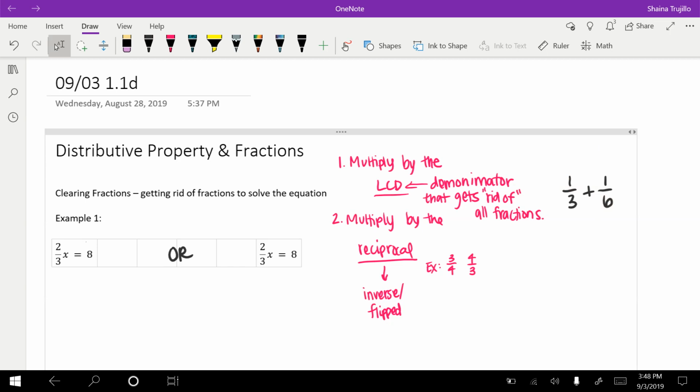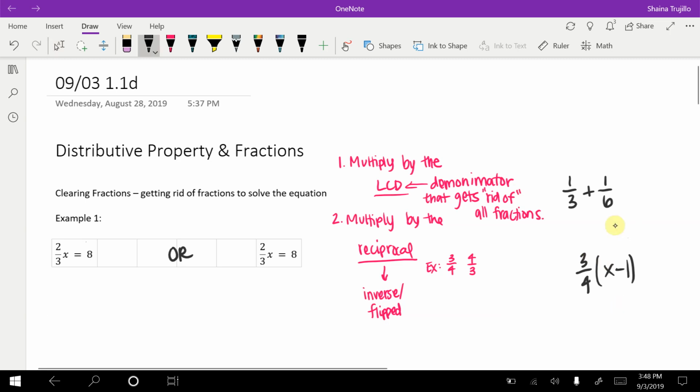The second way I can do it is to multiply by the reciprocal or the inverse. This is used if we have a fraction like 3/4 that's outside of a parenthesis, like x minus 1, and we want to try to get rid of this whole fraction, right? So instead of having to distribute it into each term, I'd rather just get rid of it right off the bat. The way you can do that is multiplying by the reciprocal or the inverse, or flipped version of it.